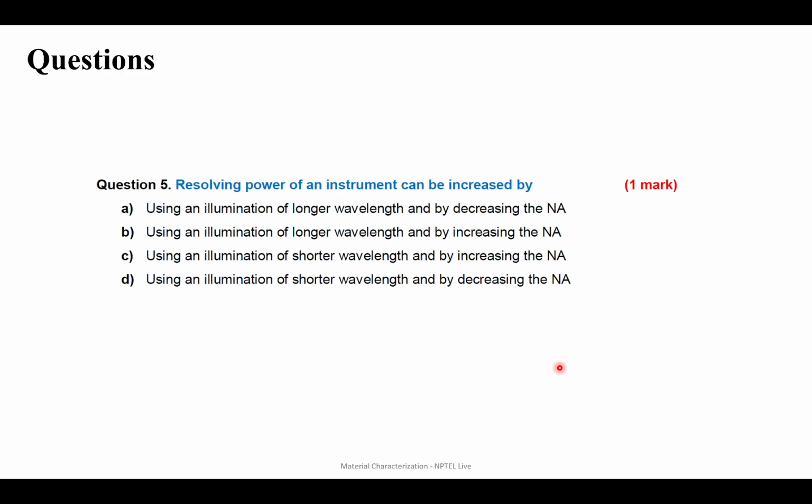Resolving power of an instrument can be increased by using an illumination of longer wavelength and by decreasing the NA. Using an illumination of longer wavelength and increasing the NA. Using an illumination of shorter wavelength and increasing the NA. Using an illumination of shorter wavelength and decreasing the NA.